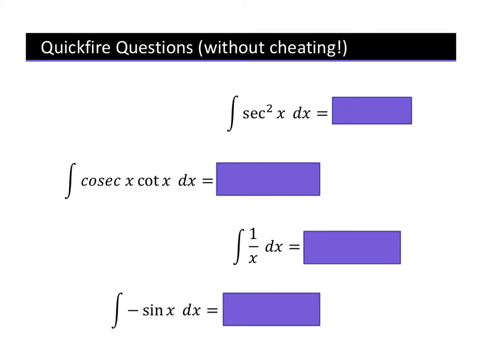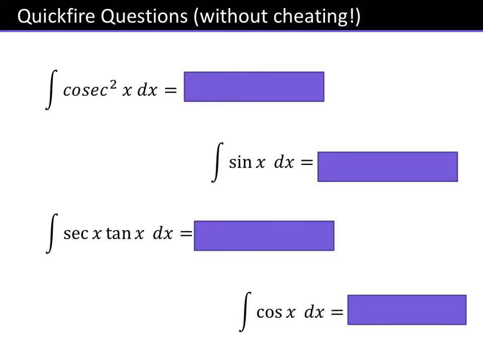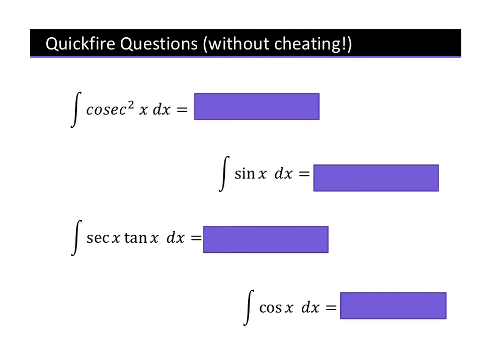So, sec squared x dx is tan x plus c. Cosec x cot x integrated is minus cosec x plus c. 1 over x integrated, it's ln of the positive, so we're going to write the modulus of x plus c. Minus sin x differentiated is cos of x. Again, pause it, see if you can do these off the top of your head. It'd be really good if you tried to make sure that you memorize all of these. It will just help you so much.